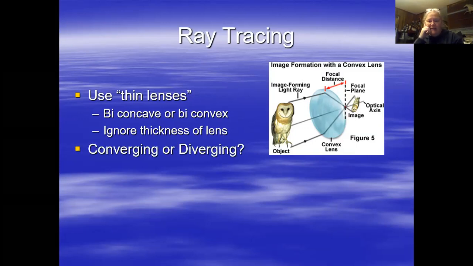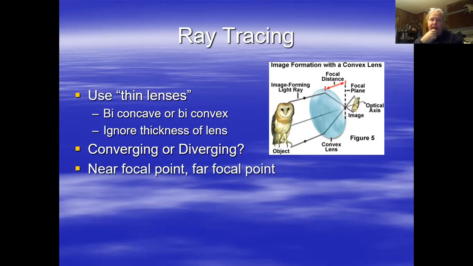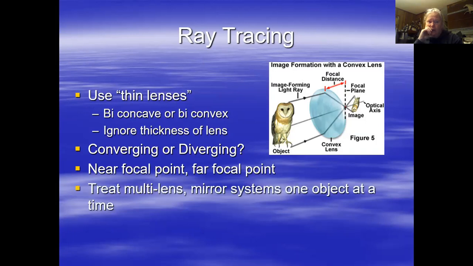Then we have to talk about if it's converging or diverging. Diverging systems will always be diverging. Converging systems can be forced to be diverging if you get too close to them. And if you watch the video about ray tracing, you'll see the examples of that. Then when we talk about lenses, there are focal points on both sides. With a mirror, there's only a focal point on one side. So we have a near focal point and a far focal point for a lens. And I talk about that in that video.